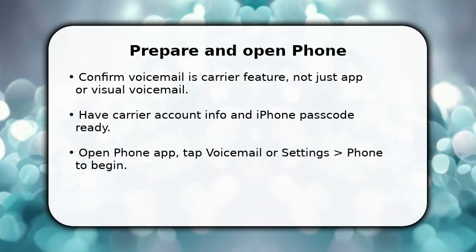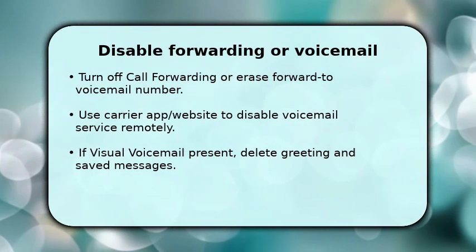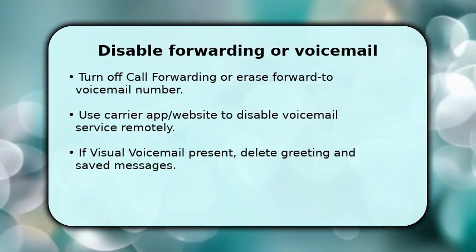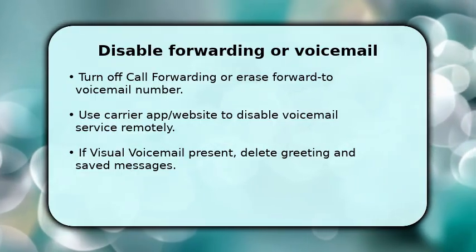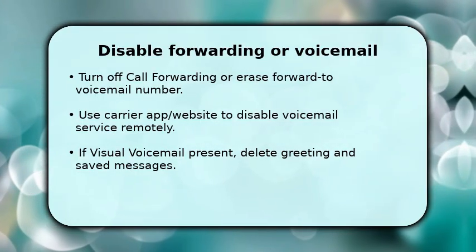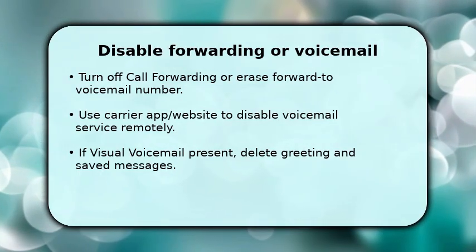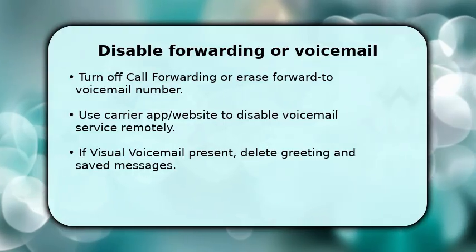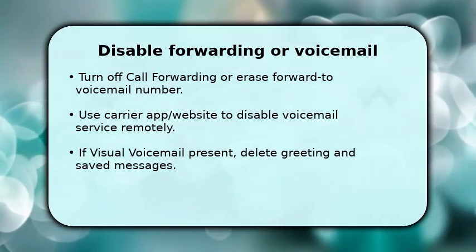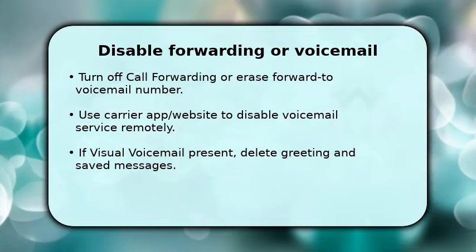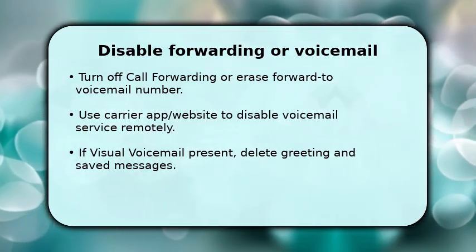Now disable the route that sends calls to voicemail. If Settings Phone Call Forwarding is active, turn it off or remove the forwarding number that points to voicemail. If your carrier manages voicemail, open the carrier app or website and find voicemail or call settings to toggle the service off. For visual voicemail, remove greetings and saved messages to prevent new recordings.